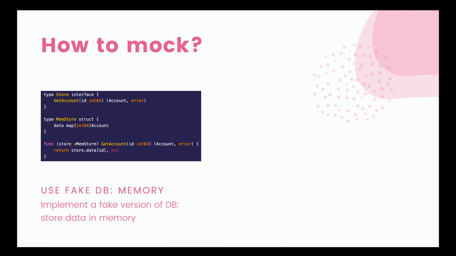But how can we mock DB? Well, there are two ways to mock DB. The first one is to implement a fake DB, which stores data in memory. For example, here we have the Store interface that defines a list of actions we can do with a real DB. Then we have the fake DB, memStore struct, which implements all actions of the Store interface, but only uses a map to read and write data. This approach of using fake DB is very simple and easy to implement. However, it requires us to write a lot more code that will only be used for testing, which is quite time-consuming for both development and maintenance later.